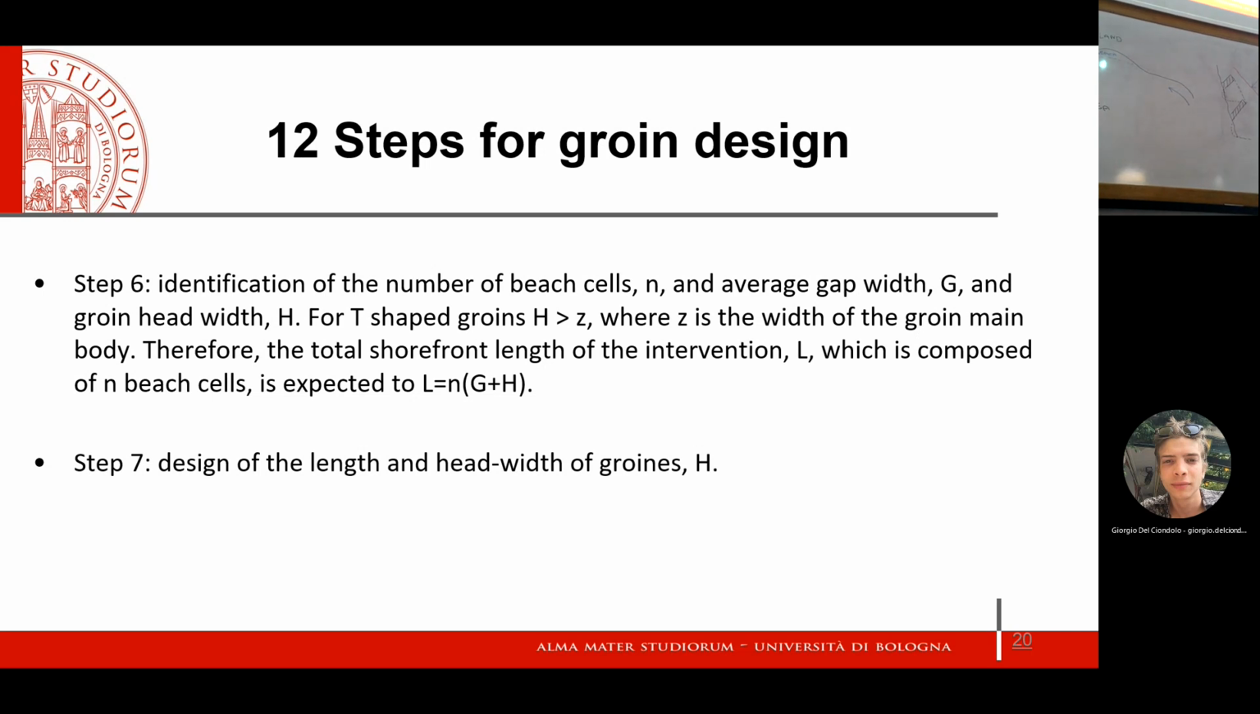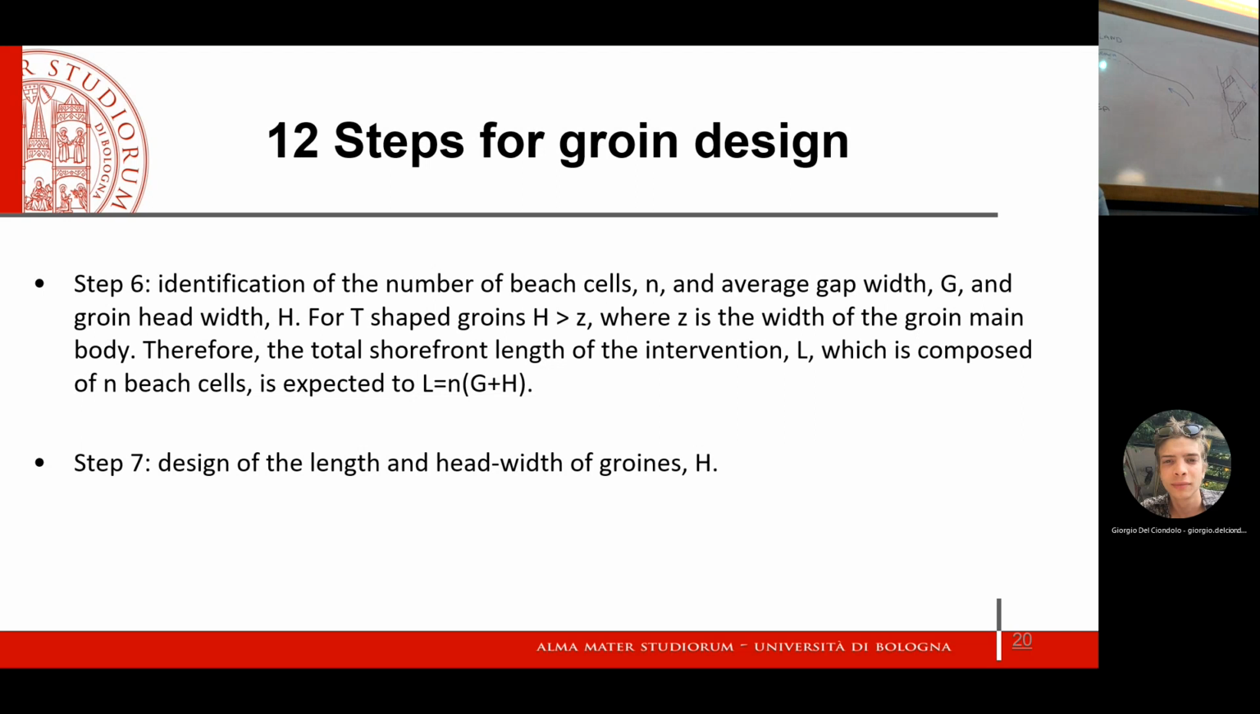And also we have to identify the groin head width, H. So, of course, for T-shaped groins, we expect that the head is larger than the body of the groin. The width of the body of the groin is indicated here with Z. And I specify symbols because now we make a very simple computation of what we may expect for the resulting gap G.